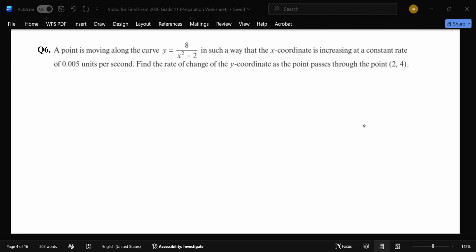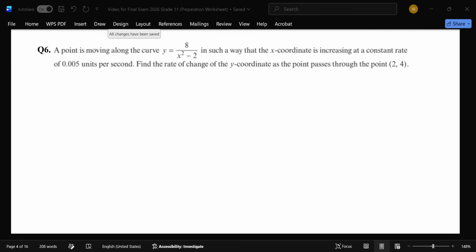The remaining part of the worksheet, that's the second part of differentiation. As you can see, question number 6, yes, here we stopped our working. A point is moving along the curve. We have an equation of the curve in such a way that the x-coordinate is increasing at a constant rate. Yes, I repeat my words, the rate. The word rate, whenever it comes.